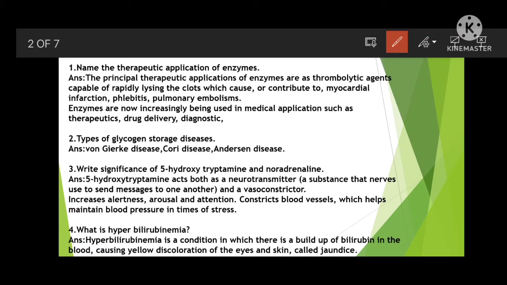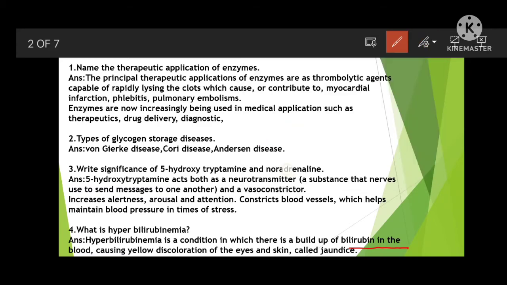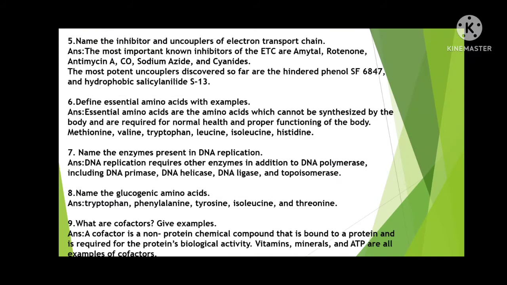Hyperbilirubinemia is a condition in which there is a buildup of bilirubin in the blood, causing a yellow discoloration of the eyes and skin. Basically it's known as jaundice. That condition is known as hyperbilirubinemia.